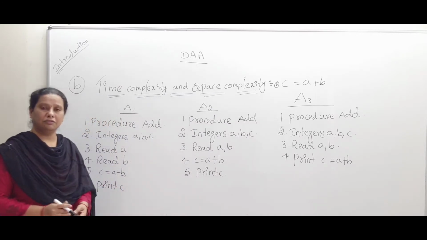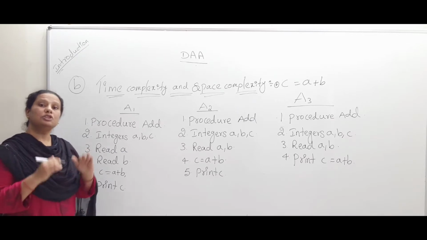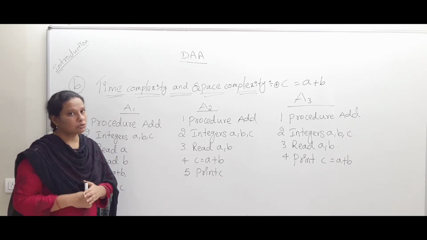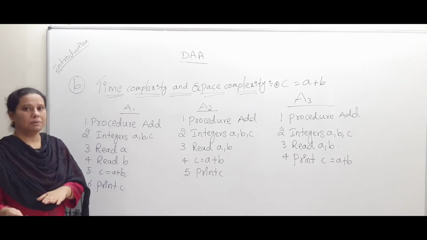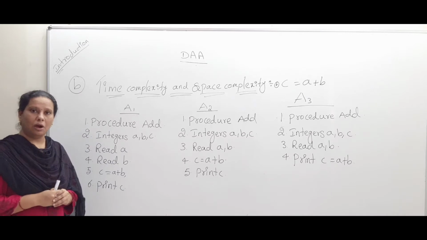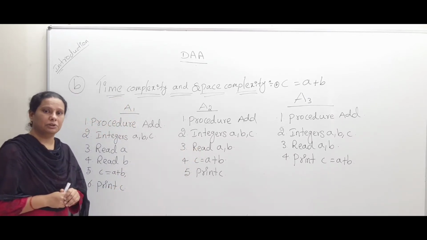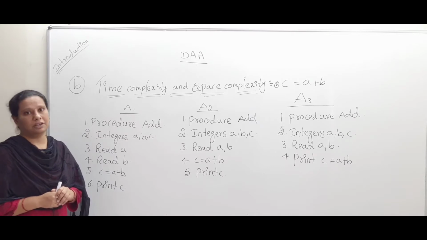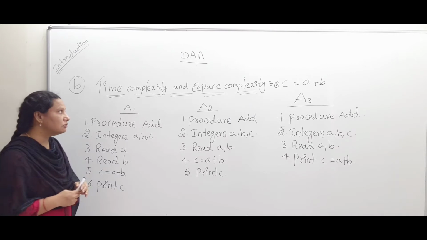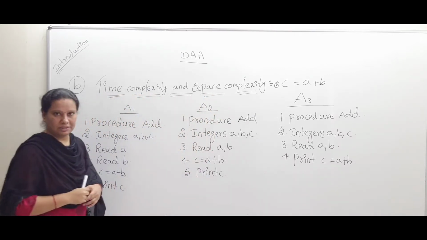Now we are in confusion: among these three algorithms, which one should we convert into the program? Why are we writing the algorithms? To develop a program. Before developing the program, we write the algorithms. Now, among these three algorithms, which one should we convert into the program? We are in that confusion. To solve that confusion, they have introduced the concept called time complexity and space complexity.